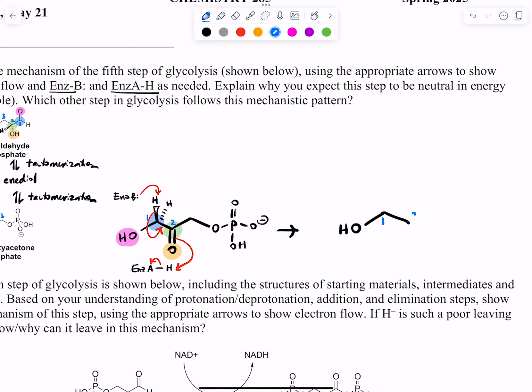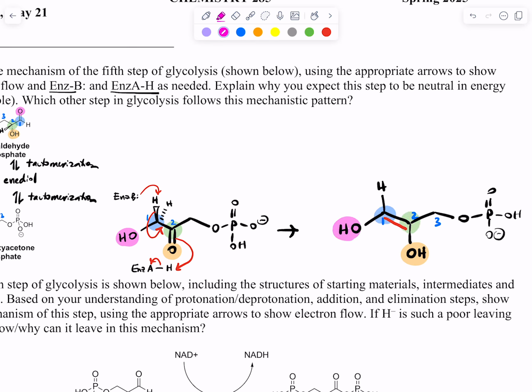Here's C1, here's C2. I'm just going to use red for the new pi bond that we made. Once you get to that ene-diol intermediate, I'm going to abbreviate, can't abbreviate the phosphate group, sorry. Once you get to that ene-diol intermediate, then you're at the stage where going back to the ketone or forward to the aldehyde will rely on removing a proton from the OH group. All right, questions about getting to the ene-diol?